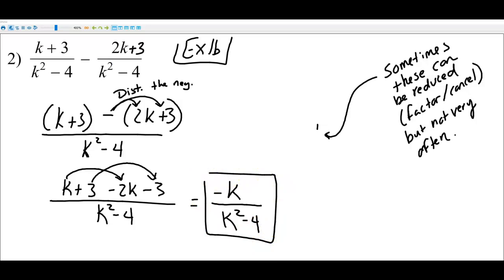And we're going to stop there. If this was a multiple choice test, I would look for that answer. If I didn't see it, I would try to factor and reduce, but that's not going to reduce, I can already tell you. All right, so that is adding and subtracting rational expressions when they already have a common denominator.